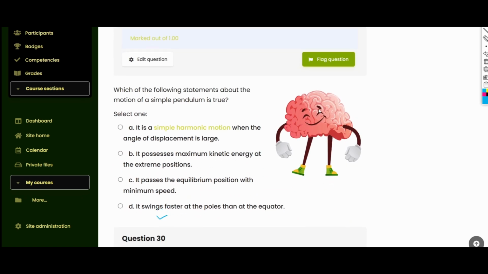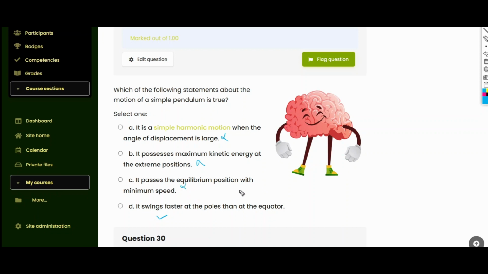Which of the following statements about the motion of a simple pendulum is true? It is a simple harmonic motion when the angle of displacement is large. We know that in simple harmonic motion, the angle is very small, less than 15 degrees, so that is wrong. It possesses maximum kinetic energy at both extreme ends. At both extreme ends, the potential energy is maximum. It passes the equilibrium position with minimum speed. At the equilibrium position, the kinetic energy is maximum, so this is also wrong.